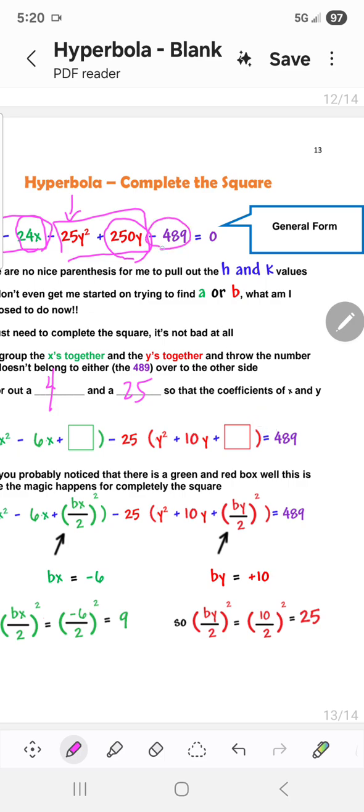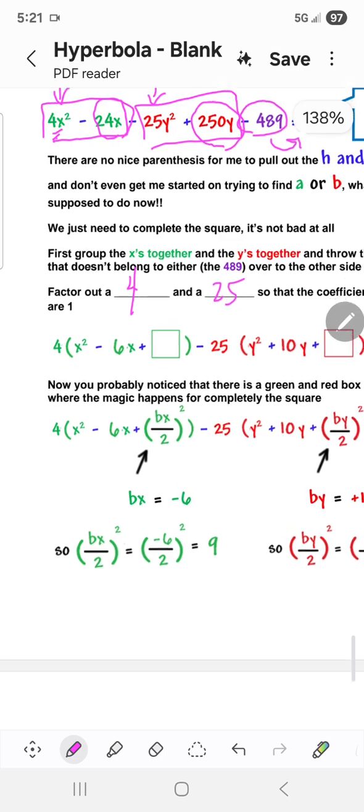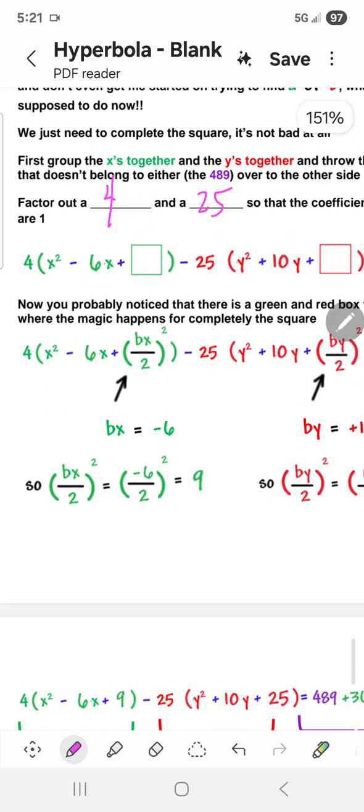And we're going to take this minus 489 and move it over. We have to move it over in order to finish completing the square on both terms. You remember this box, it's b sub x divided by 2 quantities squared. b sub x is basically the number beside x. Well, it happens to be a negative 6, so b sub x is negative 6. I want to divide it by 2, so I take a negative 6 and divide it by 2. Well, that's a negative 3. Now square it. I get 9.